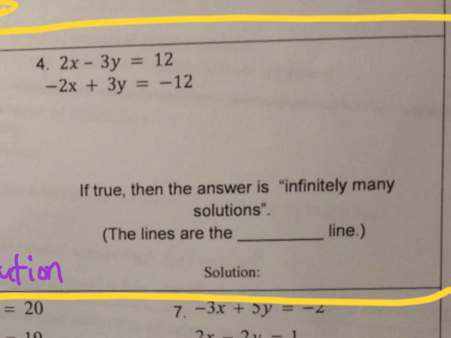Now let's look at number 4 in our other special case. Again, check to make sure that all your terms are lined up. Our x's are lined up, the y's are lined up, and the constants are lined up, so we're ready to solve by elimination. Now check to make sure that you have opposite coefficients. And in this case, our x and our y terms are opposite coefficients. So let's go ahead and add these together.